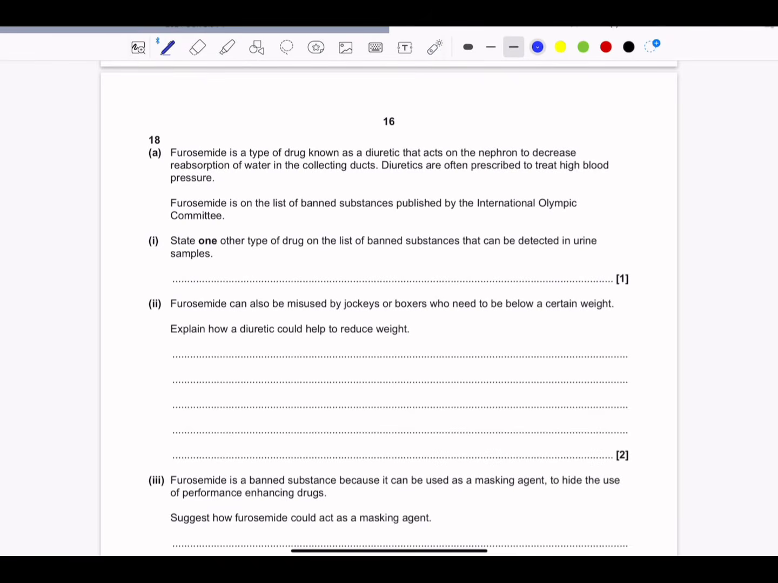Question 18a, furosemide is a type of drug known as a diuretic that acts on the nephron to decrease reabsorption of water in the collecting ducts. Diuretics are often prescribed to treat high blood pressure. Furosemide is on the list of banned substances published by the International Olympic Committee. State one other example or type of drug on the list of banned substances that can be detected in urine samples. Common example would be steroid hormones. Other examples include cannabis, as well as stimulants like amphetamine.